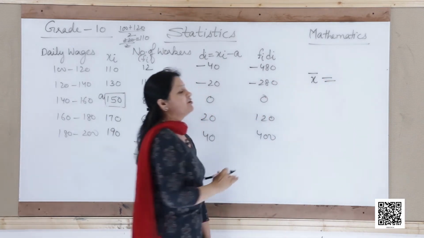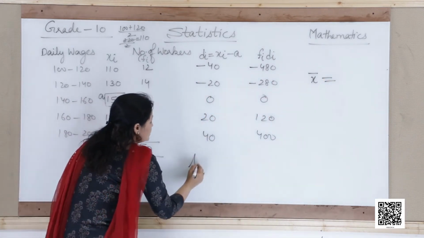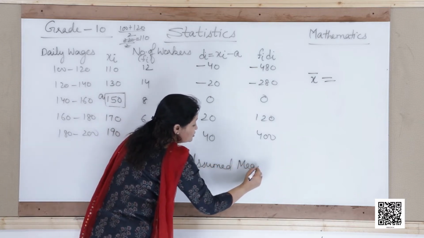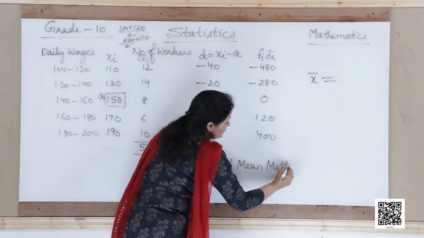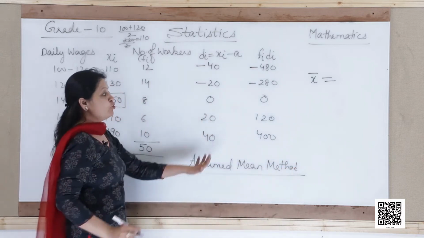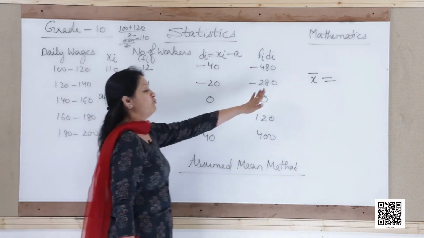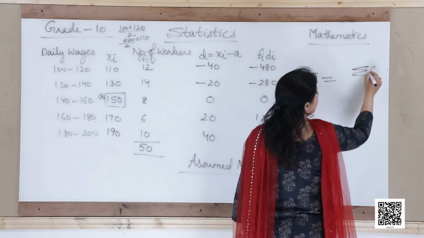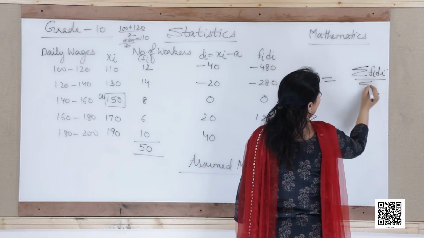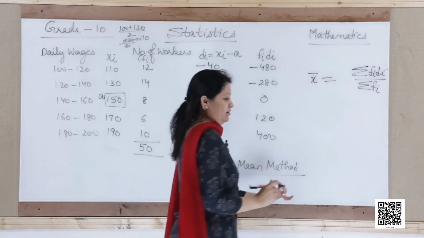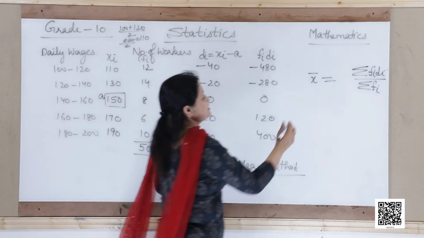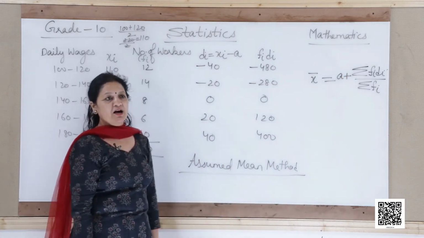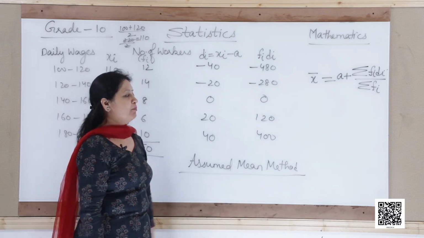assumed, this method is known as assumed mean method. This is because we have assumed a mean in this. Now, the formula to find out mean with this method is the same, sigma fi di upon sigma fi, but we have assumed a mean in this, so we have to add it there. So A plus sigma fi di upon sigma fi.